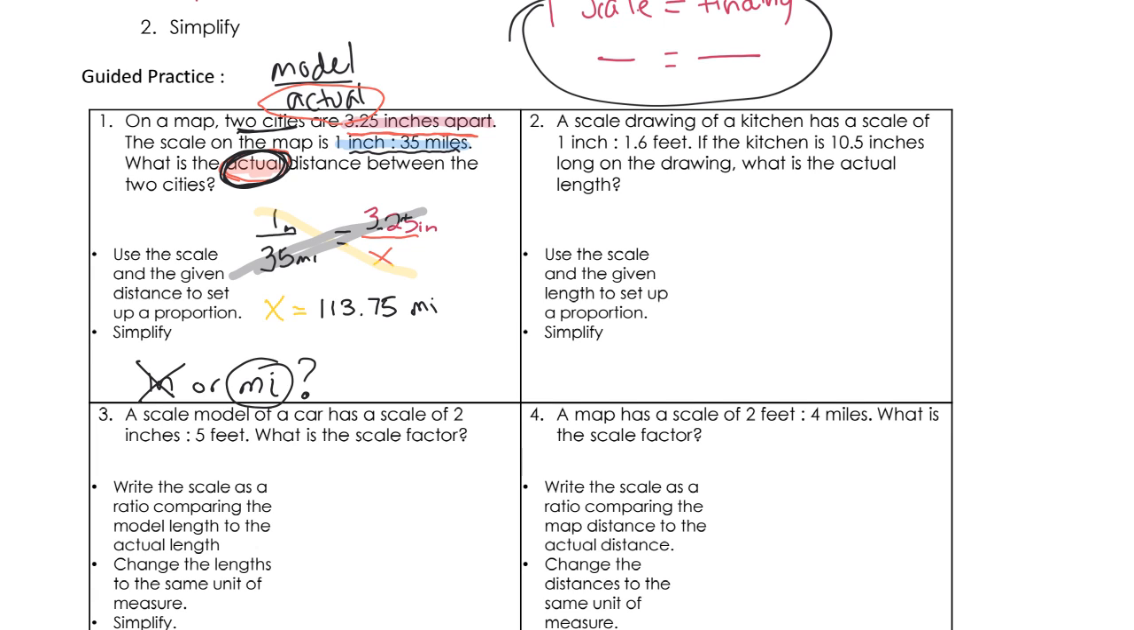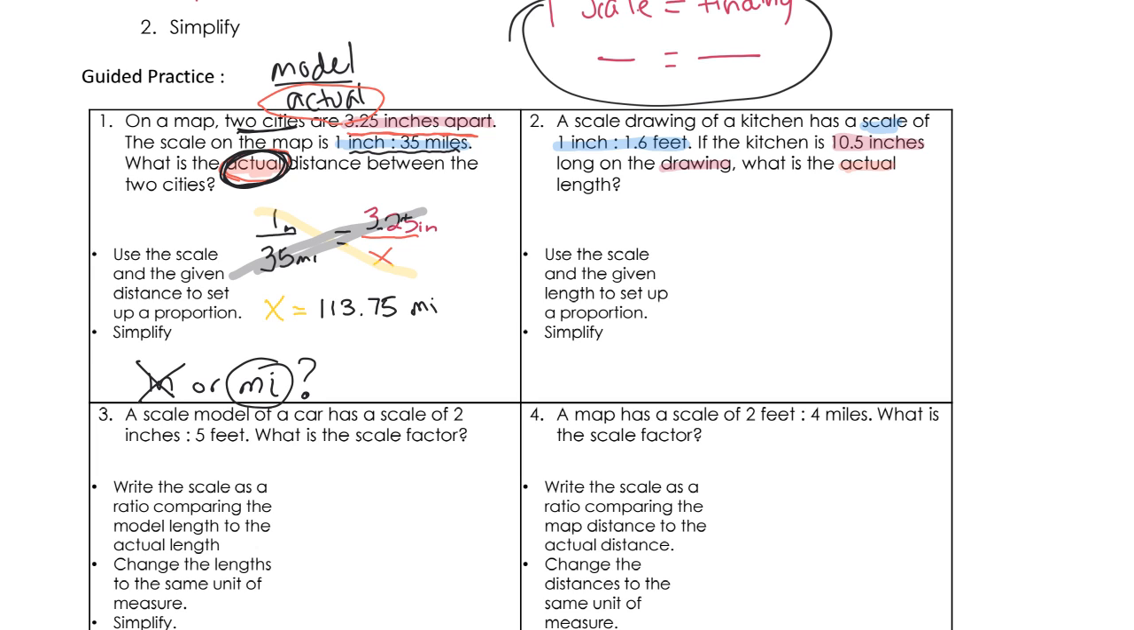Let's do one more. So read example 2. Okay, I'm going to start highlighting some important things. I see we have a scale drawing, and it has a scale of 1 inch to 1.6 feet. If the kitchen in the drawing is 10.5 inches, find the actual length.